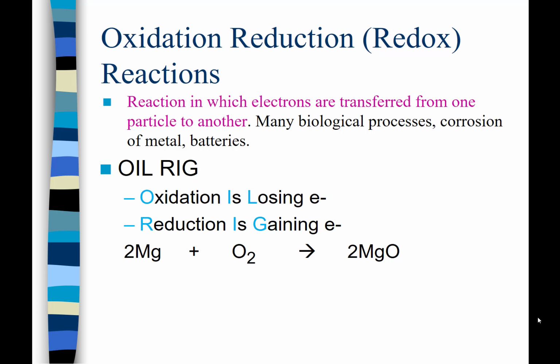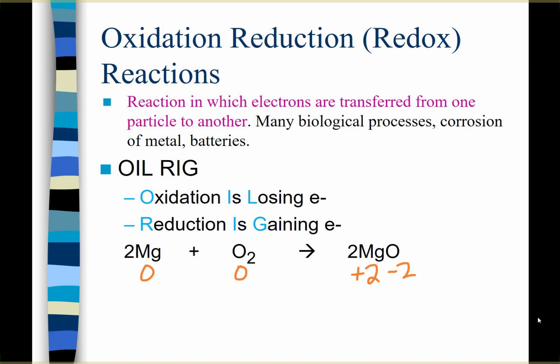So down here I have a redox reaction. In order to figure out what is being oxidized and what is being reduced, you need to assign oxidation numbers first. Magnesium has an oxidation number of 0 because it's an element. Also, oxygen is an element, so it has an oxidation number of 0. Over here on the product side, both of these elements are in compounds, so they're going to have different oxidation numbers than on the left-hand side. Magnesium is an alkaline earth metal, and in a compound, it has an oxidation number of +2. Oxygen has an oxidation number of -2. Together, they are neutral.